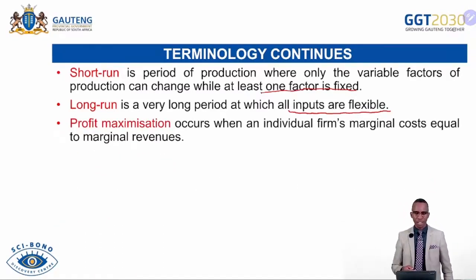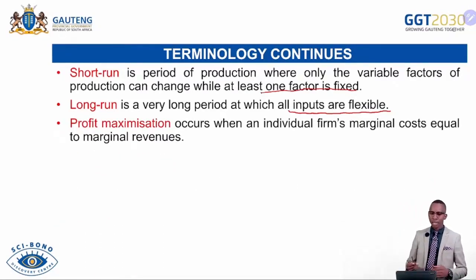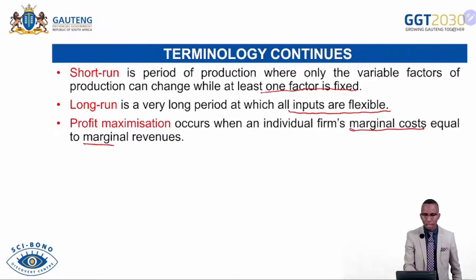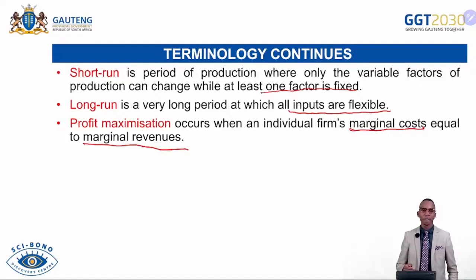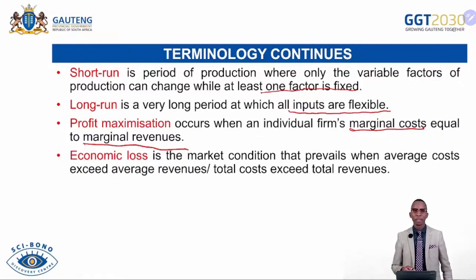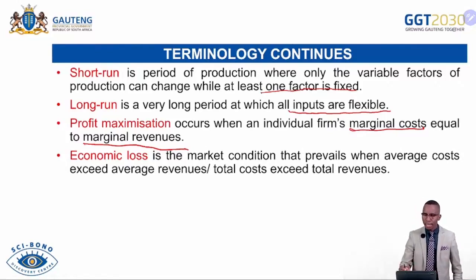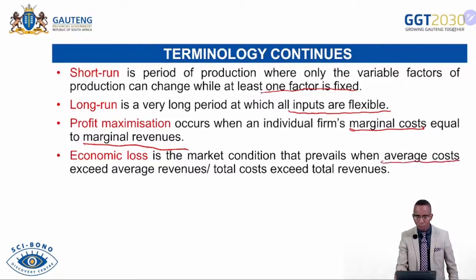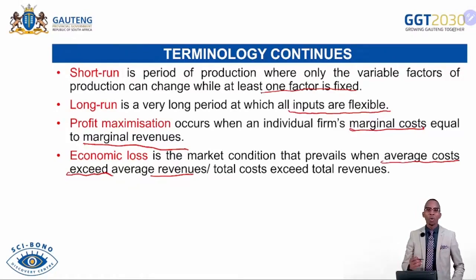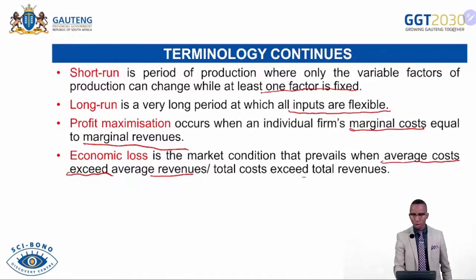Profit maximization occurs when an individual firm's marginal costs are equal to the firm's marginal revenues. We say that in that condition, the firm maximizes its profit. Economic loss is the market condition that prevails when the average cost of doing the business exceeds average revenues, or what we call the total cost exceeds total revenue, or total costs are greater than total revenues. We call that economic loss.